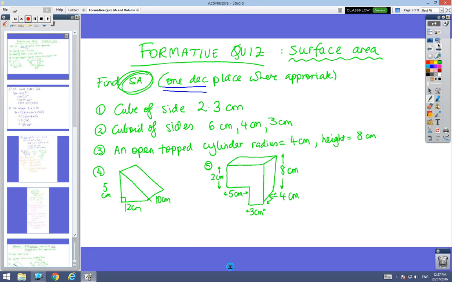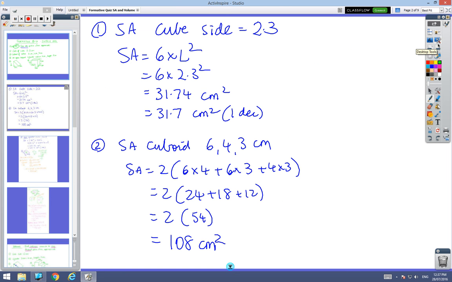Okay, so we're back, and so the first one, the surface area of a cube. I've written the formula down to start with. Again, you're likely to have this on a cheat sheet, but the formula is 6L squared, so it's 6 times 2.3 squared, and just use your calculator. And I've said 1 decimal place, so the 4 leaves the 7 as a 7. You don't need to round up.